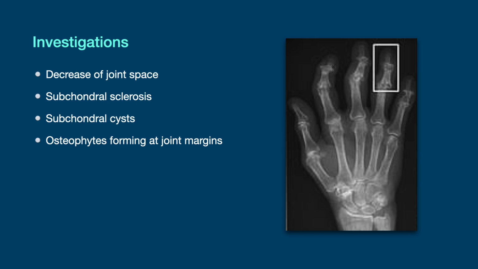Now these are the typical X-ray changes of osteoarthritis. There would be decreased joint space, subchondral cysts present, as well as osteophytes forming at the joint margins.